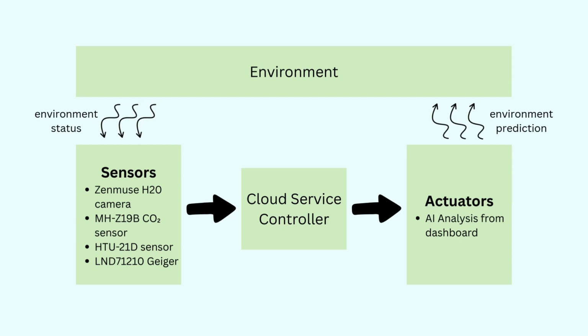To conclude, the drone is equipped with four main sensors: the Zenmuse H20 camera, a CO2 sensor for detecting air pollution, the HTU21D sensor for measuring temperature and humidity, and the LND71210 Geiger counter for detecting radiation. The environmental data collected by these sensors will be transmitted to a cloud service, and then AI-based analysis will be performed and the result will be displayed.